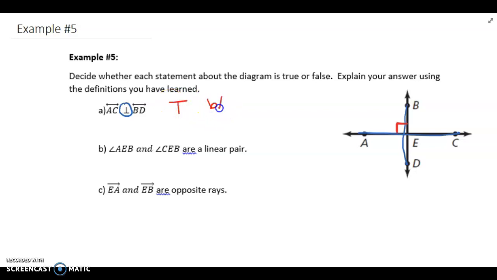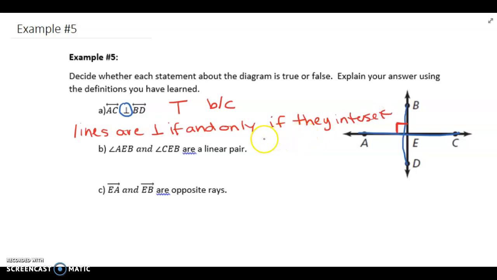The reason it's true is because lines are perpendicular if and only if, we'll write it as a biconditional, they intersect at a 90-degree angle. And right here, that's what this box tells us. This is a right angle or a 90-degree angle. All right, second, let's erase this and get a clean slate.